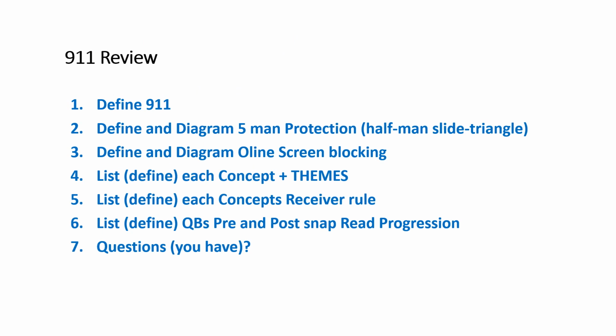Lastly, here's again some questions you can do a review with your players and your staff: what 991 means, 5-man protection, O-line screen blocking, the concept, the themes, the receiver rules, and then quarterbacks' pre- and post-snap read progressions. And then a great place here to do it individually, where people can ask questions that they wouldn't normally do in a large group.